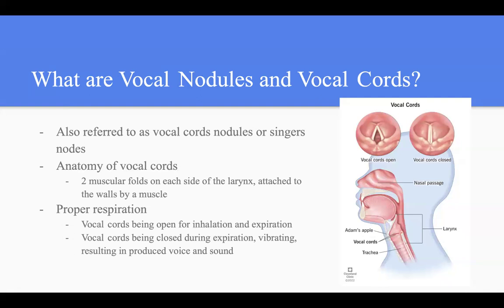Voice and sound production occurs when vocal cords are now closed. During expiration, the vocal cords vibrate, causing sound production. Picture 2 shows how the vocal cords in the larynx look when sound production is made, remaining closed, cutting off airflow.